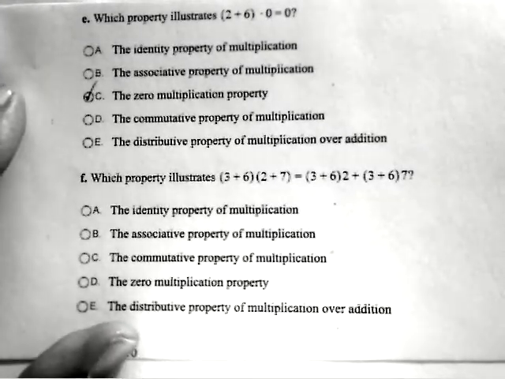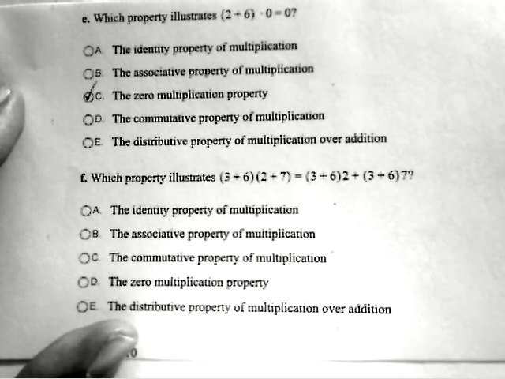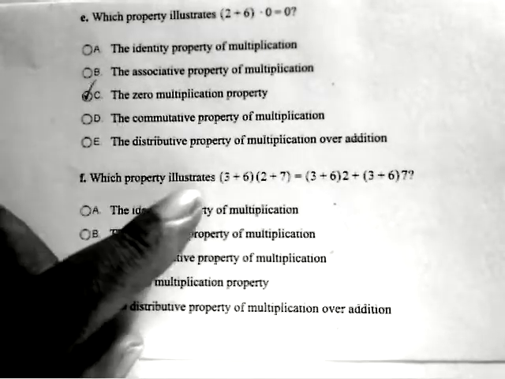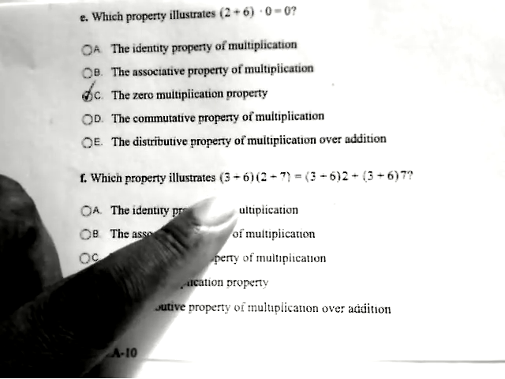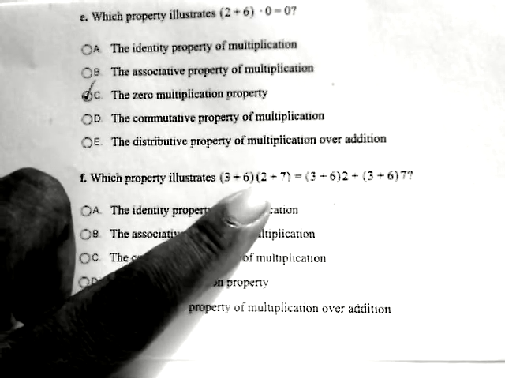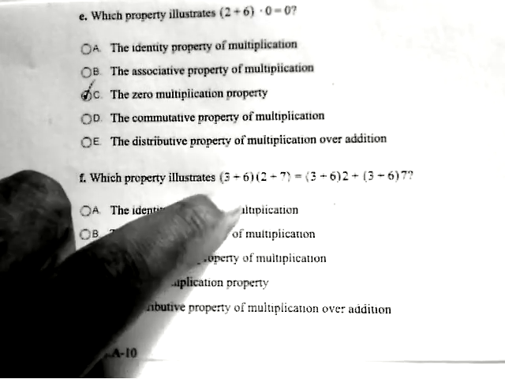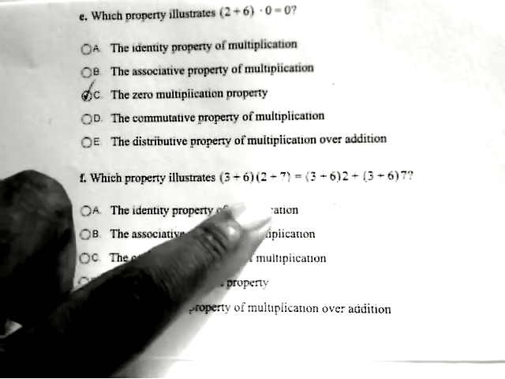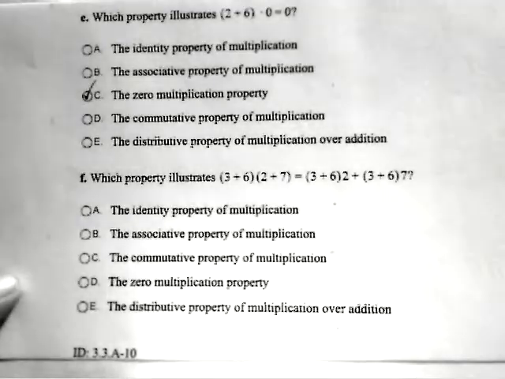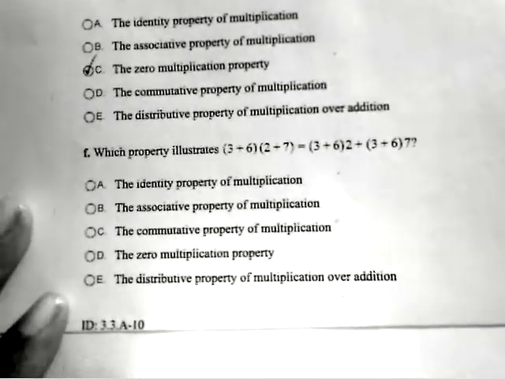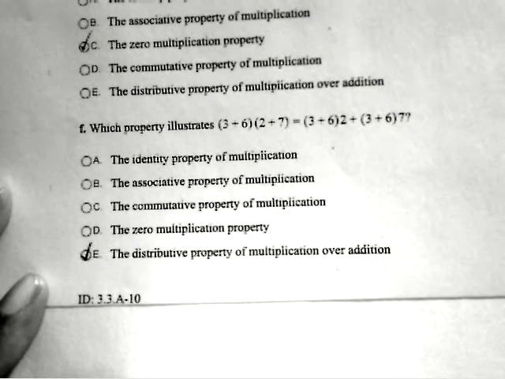Which property illustrates this? In parentheses 3 plus 6, times in parentheses 2 plus 7, is equal to this: 3 plus 6 in parentheses times the 2, plus 3 plus 6 in the parentheses times 7. Here that 3 plus 6, that whole thing is being distributed over addition for the 2 and the 7 through multiplication. This 3 plus 6 is being distributed with the 2 and with the 7. So it's the distributive property of multiplication over addition. Okay, that's the answer right there.